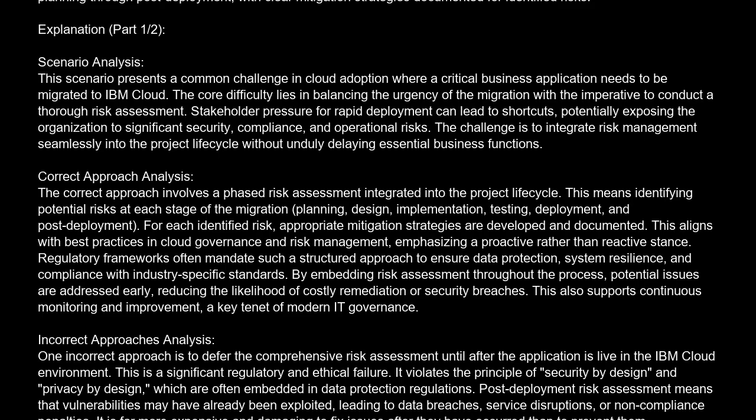The correct answer is C. Conduct a comprehensive, phased risk assessment that is integrated into each stage of the migration lifecycle, from planning through post-deployment, with clear mitigation strategies documented for identified risks.